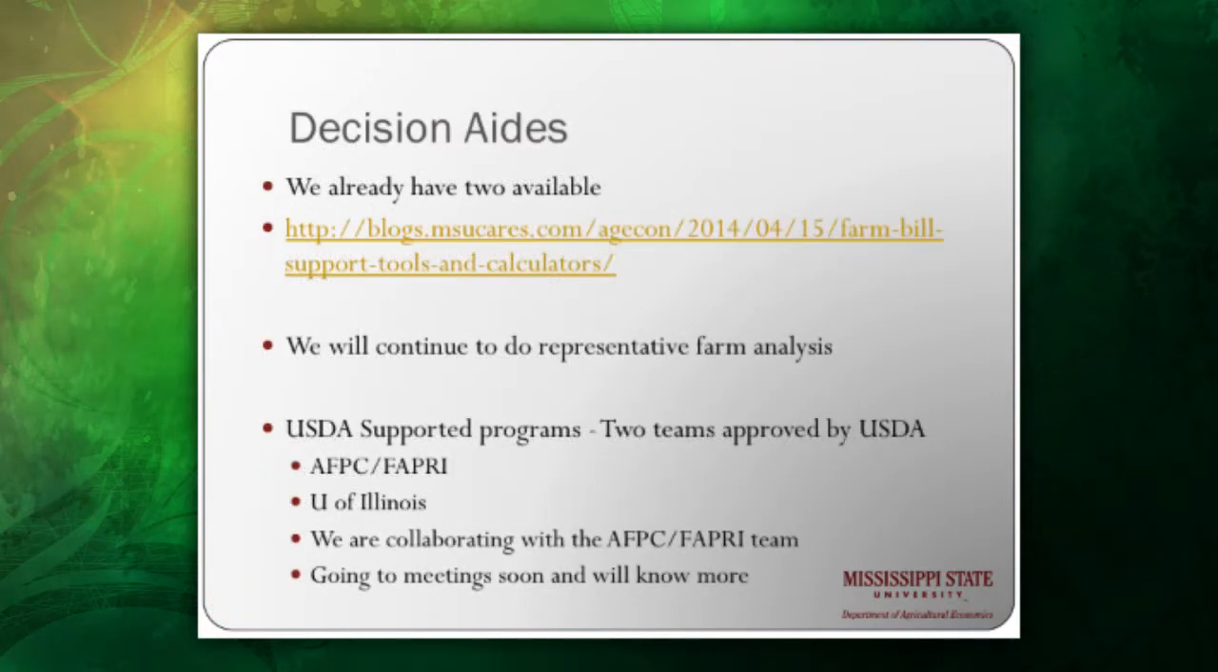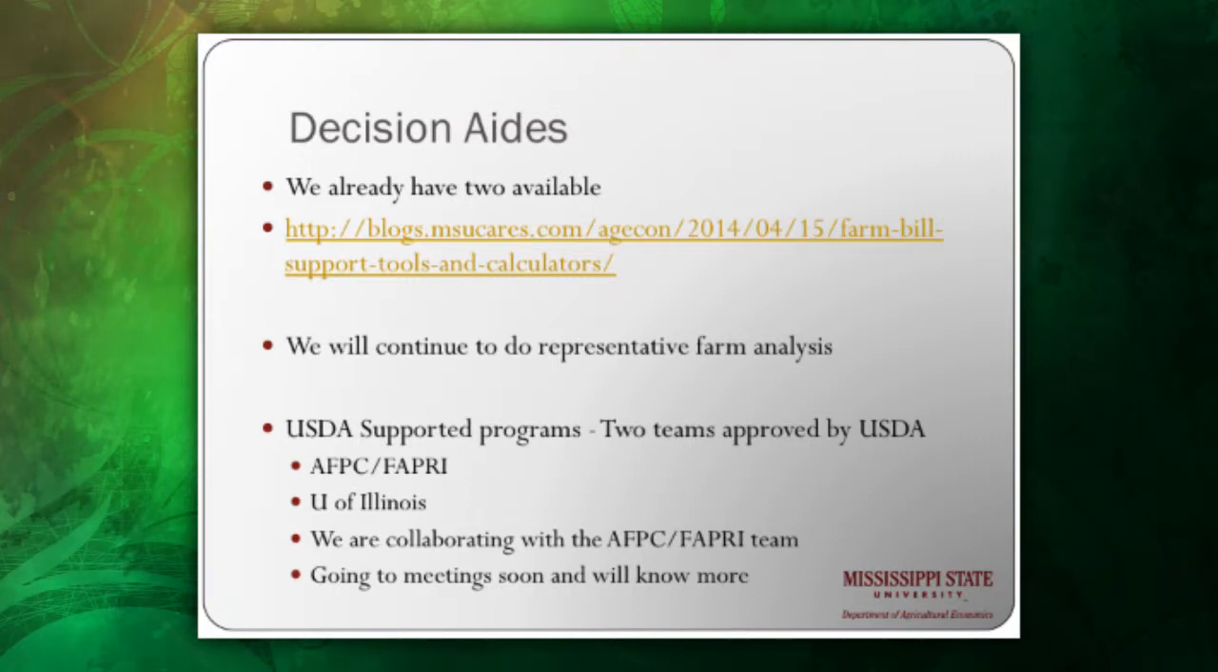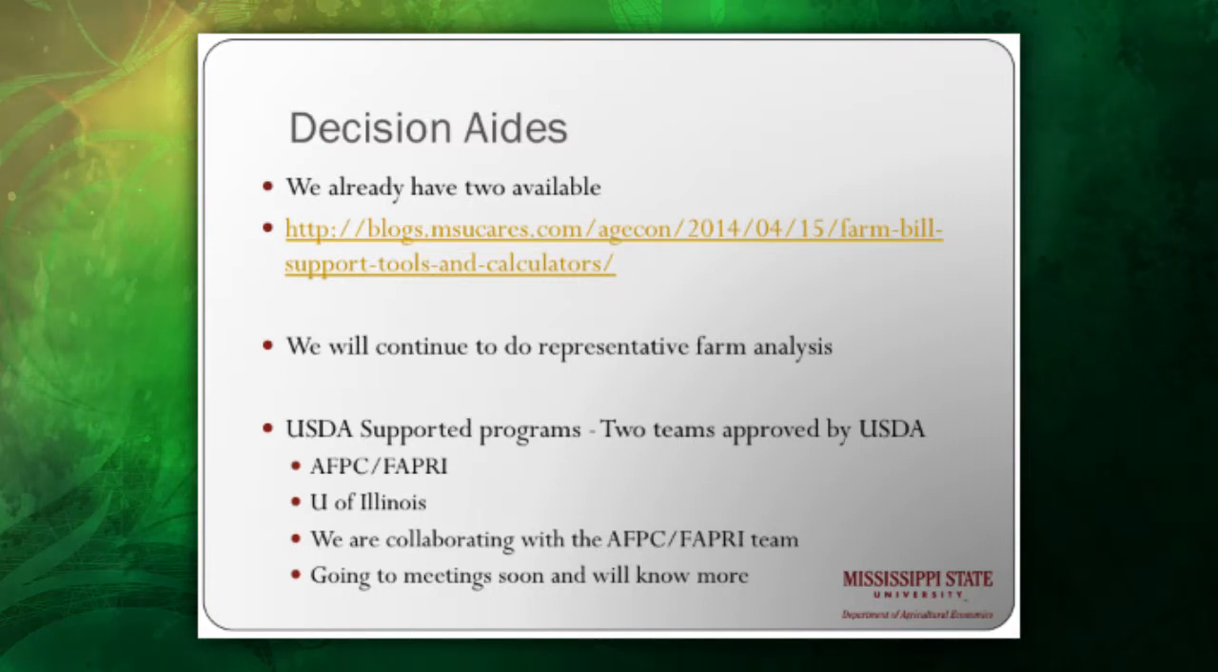Finally, I want to talk about decision aids a little bit. We already have 2 spreadsheet decision aids available to help farmers with the base acre and the base yield calculations. Those are available from the MSU Cares website, the Farm Bill support tools. We're going to continue to do representative farm analysis to allow producers to see what the simulation models are suggesting will be the payouts of these various programs.